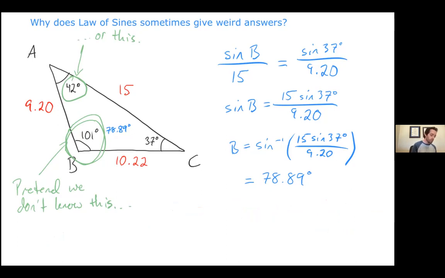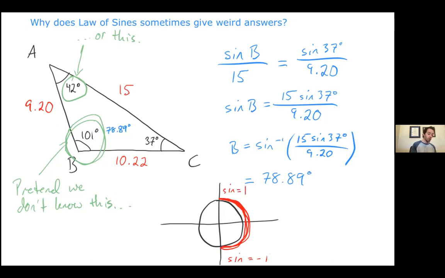The thing that happened is that when you use the inverse sine function on your calculator, it assumes that you are in... you thought you were done with the unit circle? You're never done with the unit circle. Your calculator assumes that you are somewhere in this portion of the unit circle. So it gives you answers that assume that you're either in quadrant 4 or quadrant 1, because that's where sine is -1 down here and sine is +1 up here.